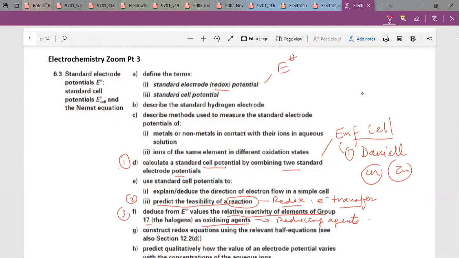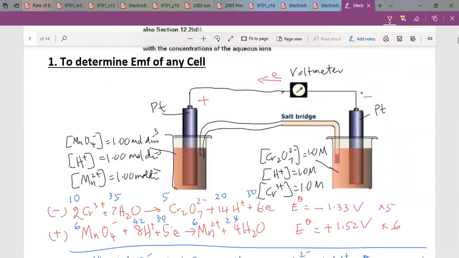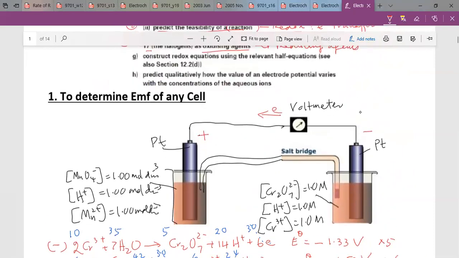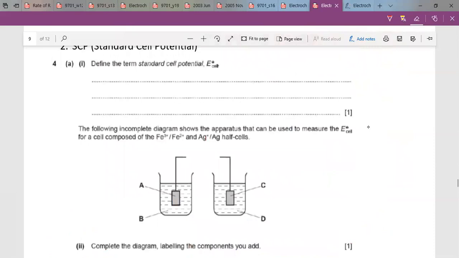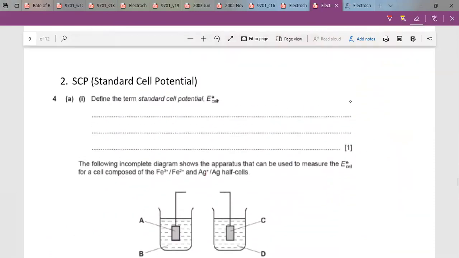Now the first one is to deduce or calculate or find the EMF of a cell. I'll go to the one where I left off last week. Here, first of course, is to define standard cell potential. Remember, it's the EMF of any two half cells connected together to form a cell under standard conditions. The cell means any two half cells.